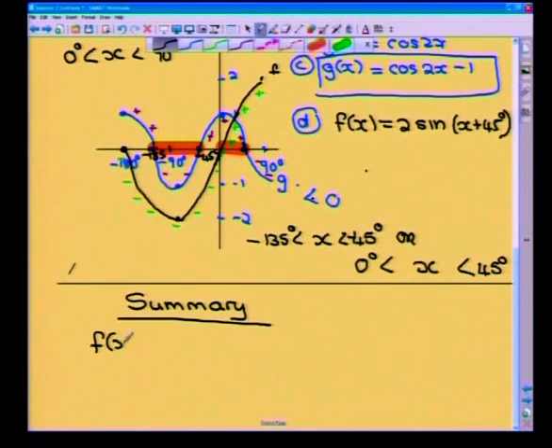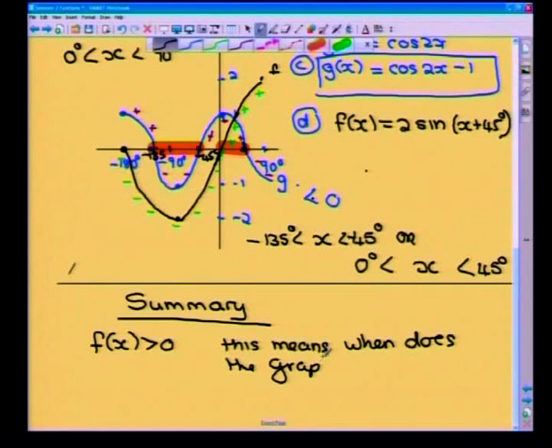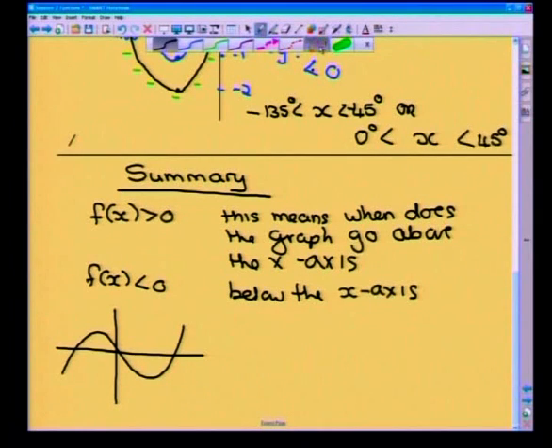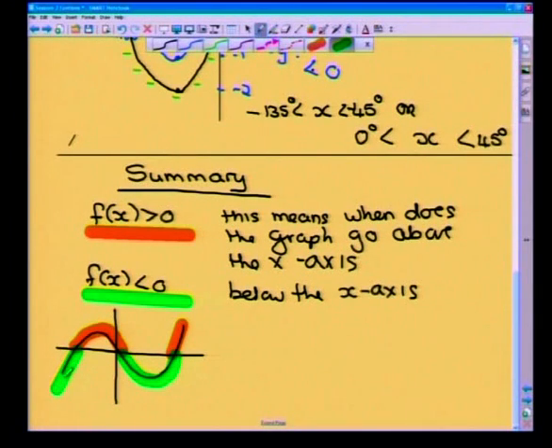Okay, if they say f of x greater than 0, as you saw, this means when does the graph go above the x-axis? If I talk about f of x less than 0, then I'm saying when is it below the x-axis? So in terms of a graph, if I just stuck any old curve in here, if I'm talking about this version, I'm talking about these sections. And if I'm talking about this section, I'm talking about those. Okay, so that makes it very clear for us.